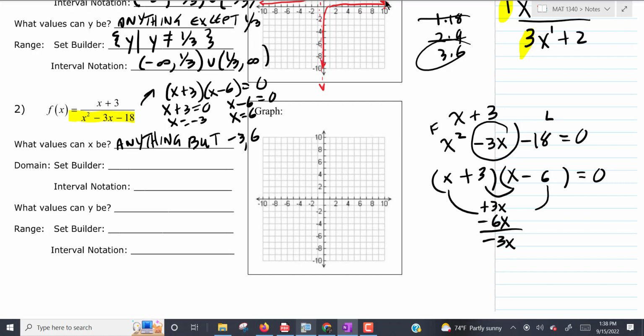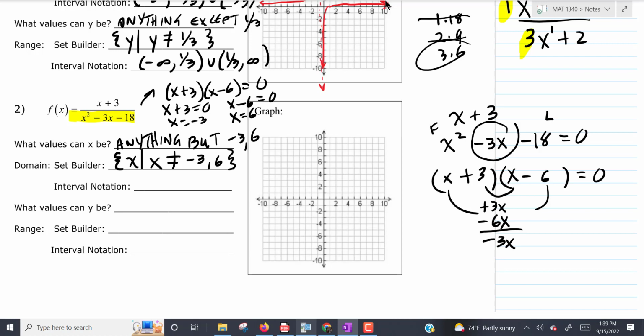Okay, so if your function is a fraction, your total focus is, can I figure out what makes the denominator 0? Sometimes there's nothing that makes the denominator 0. Okay, so set builder goes like this. We say set of x, and then we just say x cannot be equal to -3, and you can just say comma 6. It's not equal to those two numbers.